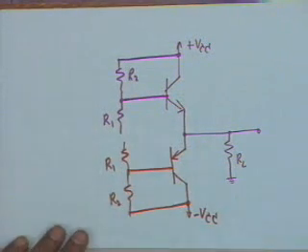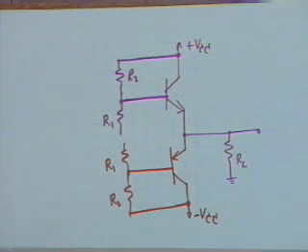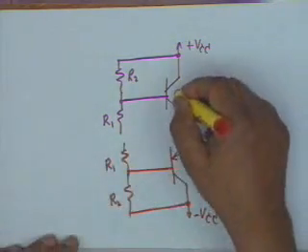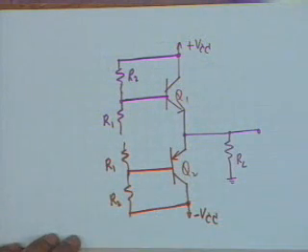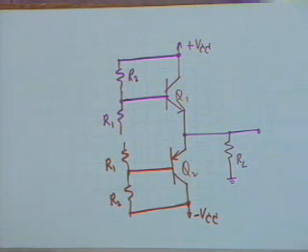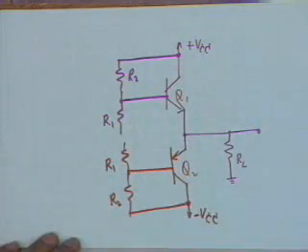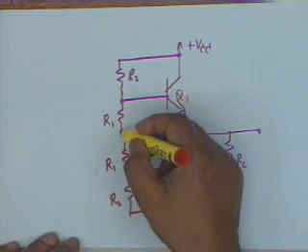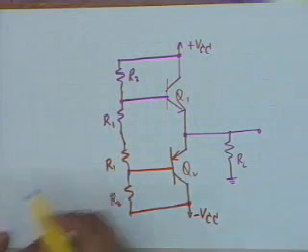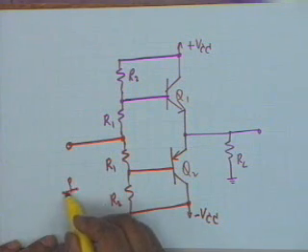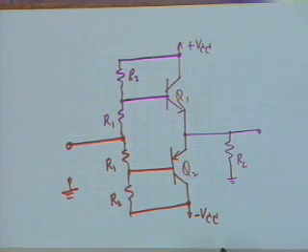Obviously, in order that the push-pull circuit works, the two transistors must have identical characteristics. So Q1 and Q2 are two identical transistors, except that they are complementary symmetry. That is, one is an NPN and the other is PNP. Now, where should this go? These two R1s are connected, and the input is applied between this point and ground. The output is taken from here to ground.